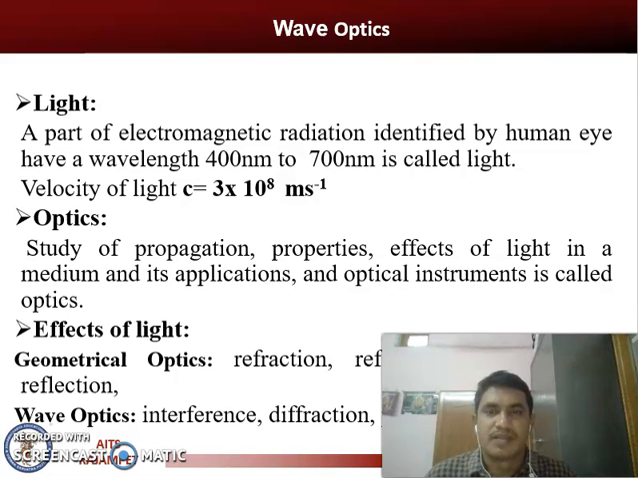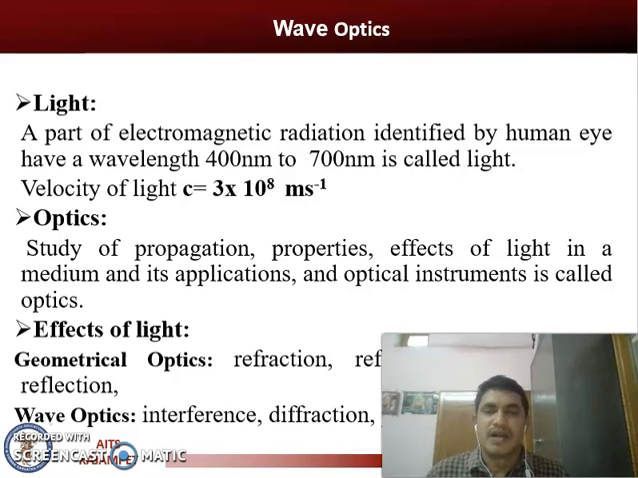Wave optics. Before going to study wave optics, we have to know a few definitions related to wave optics. First one is light. Light is a part of electromagnetic radiation which is identified by the human eye and which has a wavelength between 400 nanometers and 700 nanometers. We can also say UV color to red color is called light. And light travels with the velocity c equal to 3 into 10 power 8 meters per second.